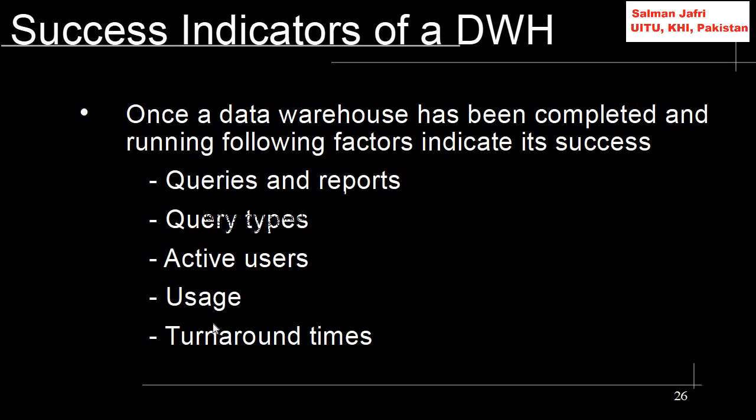So the following are the success indicators of a data warehouse. It means that if the following things are happening in your data warehouse, it indicates that your data warehouse was successful and users are finding it to be a suitable, great, and good resource for them. And what are the following factors?